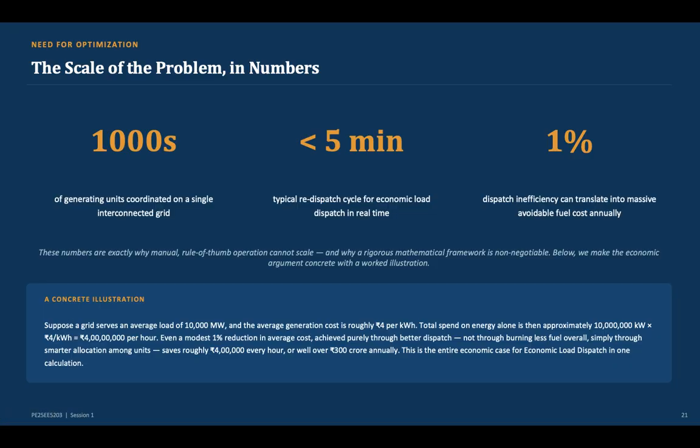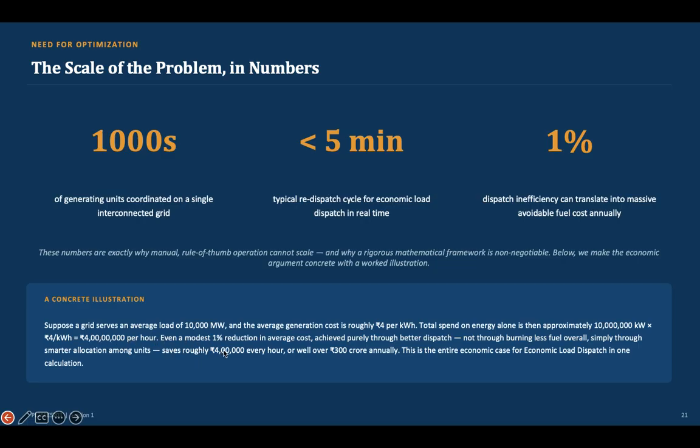A concrete illustration here: suppose a grid serves an average load of 10 megawatts and the average generation cost is roughly 4 rupees per kilowatt hour. Total spend on energy alone is approximately how much? 100 lakh, that is 1 crore kilowatt into 4 rupees per kilowatt hour, that is 400 lakhs, that is 4 crore per hour.